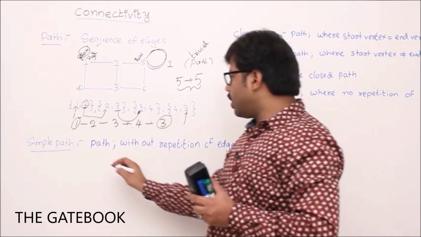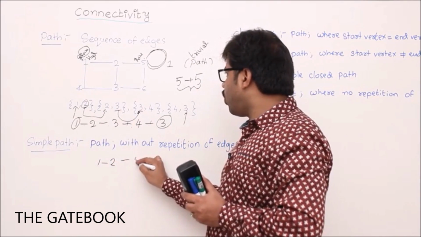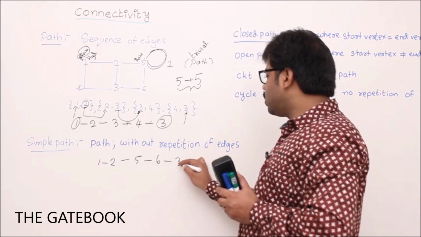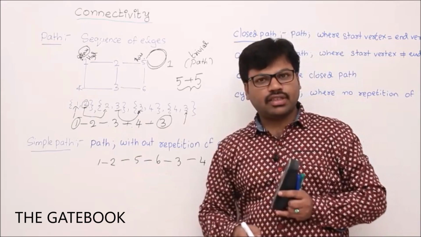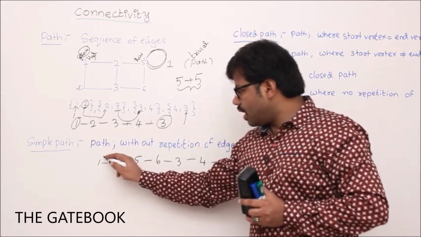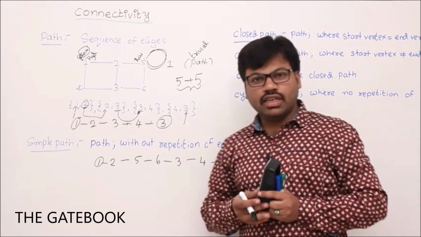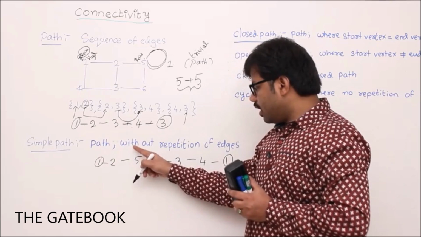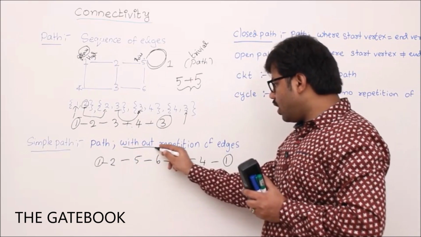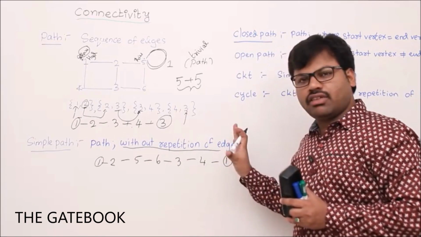Let's draw one simple path here. Example, 1 to 2, then 2 to 5, 5 to 6, 6 to 3, 3 to 4, 4 to 1. This is a simple path, right? Here the starting vertex is equal to the ending vertex. So what? Still the question is about whether it is a path. The definition says that we should not have repetition of edges. Are we repeating edges is the question.